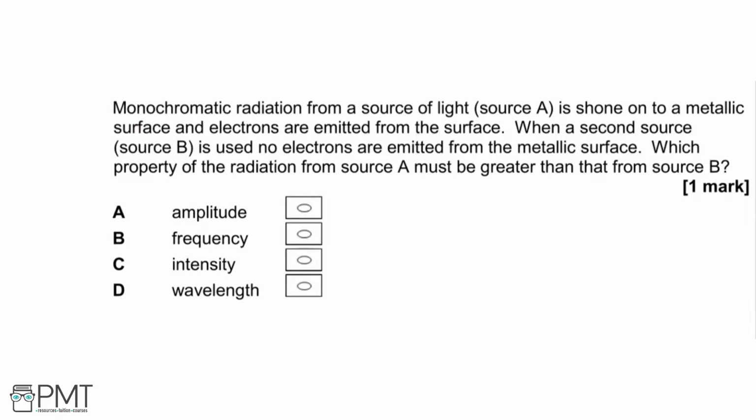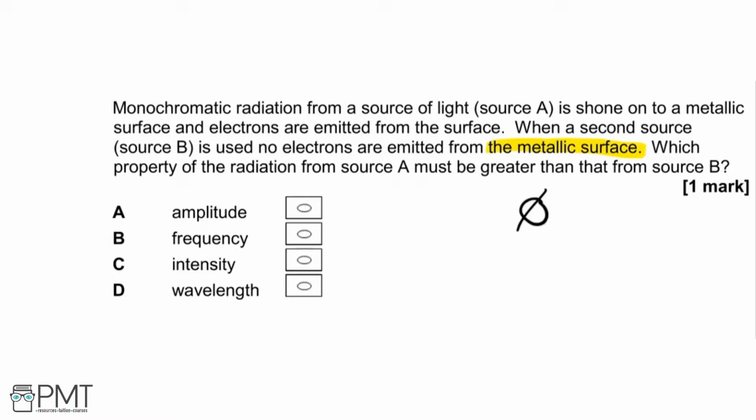Monochromatic radiation from a source of light, source A, is shone onto a metallic surface and electrons are emitted from the surface. When a second source, source B, is used, no electrons are emitted from the metallic surface. Which property of the radiation from source A must be greater than that from source B? Now, the thing to notice first of all here is that we're using the same surface in both cases, which means that the work function is going to remain the same. So that's this value of phi.